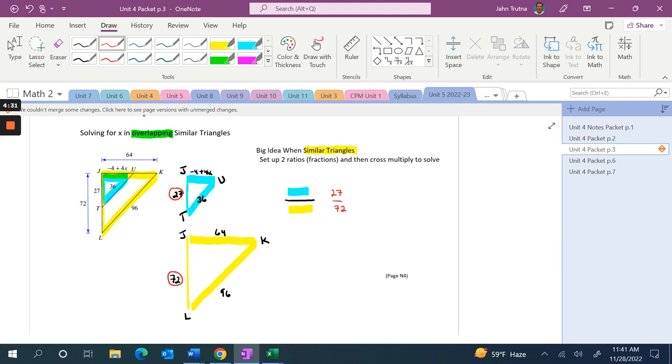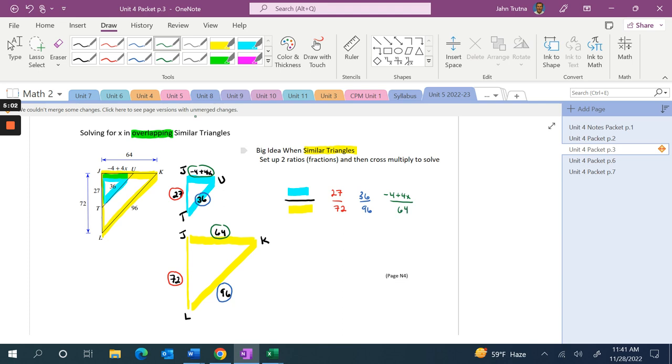Okay, then I'm going to write another one. I'm going to take the 36 from the blue triangle. That corresponds with 96 in the yellow triangle. So another ratio is 36 over 96. And then I actually have a third ratio here, which would be negative 4 plus 4x over 64. So negative 4 plus 4x over 64.